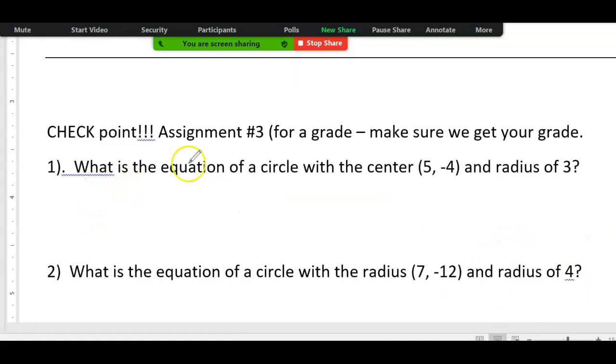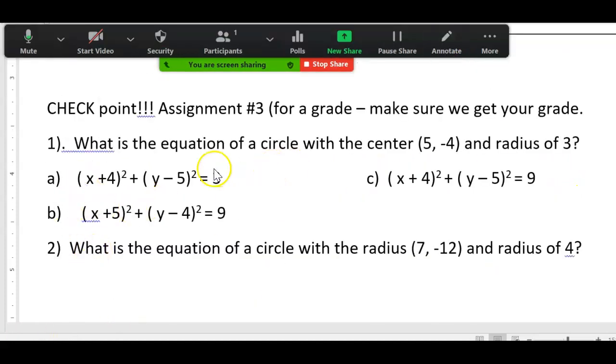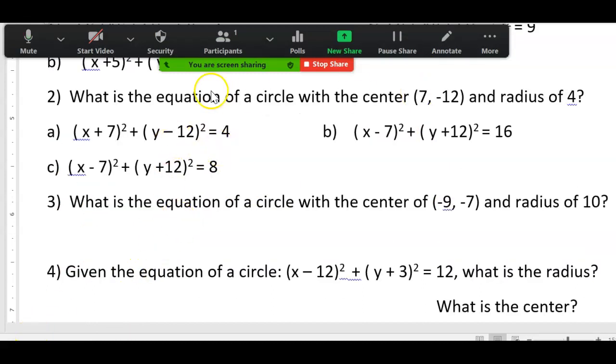Okay, let's do number 1. What is the equation of a circle with a center of 5, -4, and a radius of 3? Which equation would you choose, A, B, or C for number 1? Okay, let's try number 2. What is the equation of a circle with a center of 7, -12, and a radius of 4? Which equation would you choose, A, B, or C?